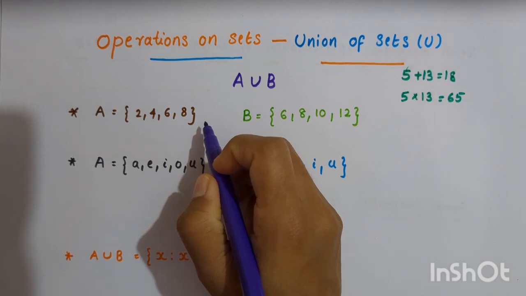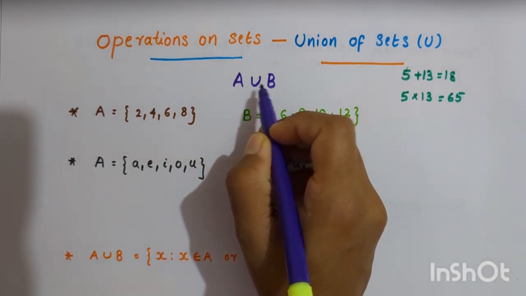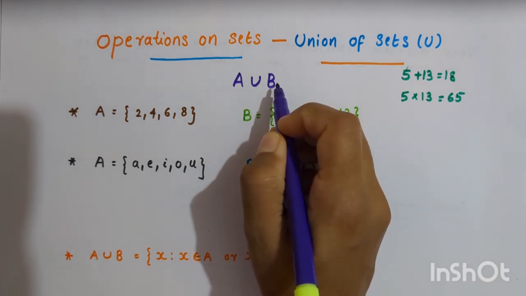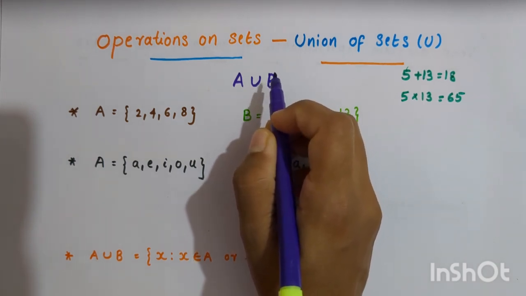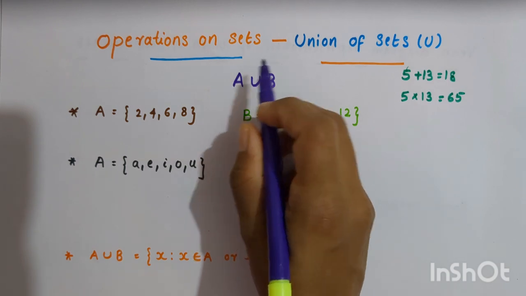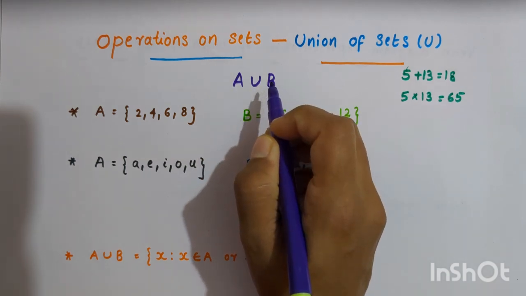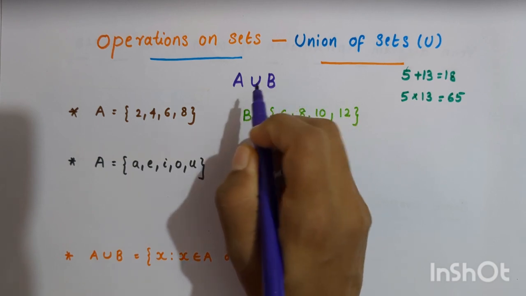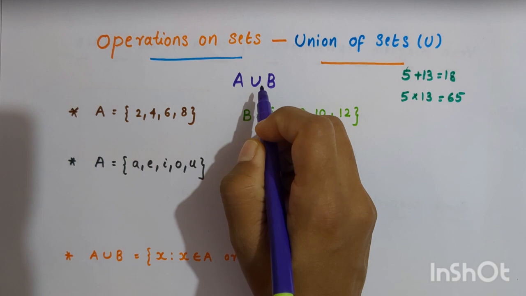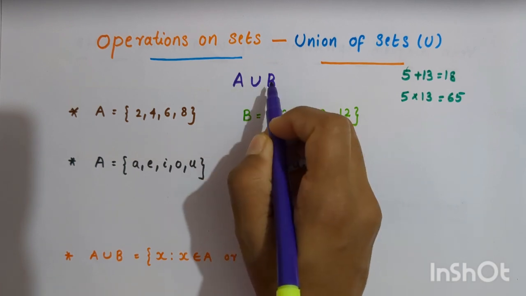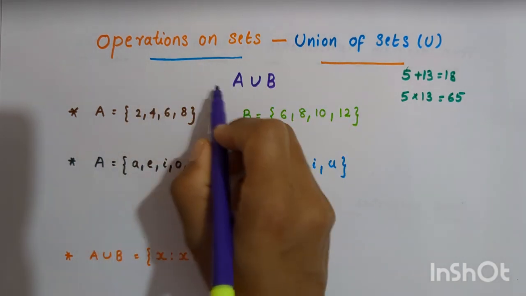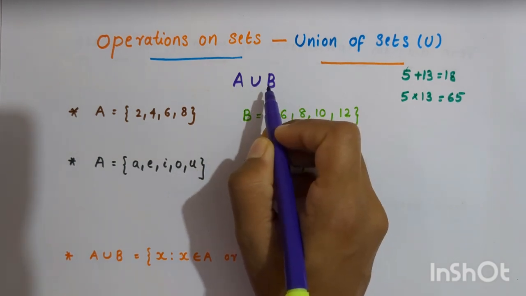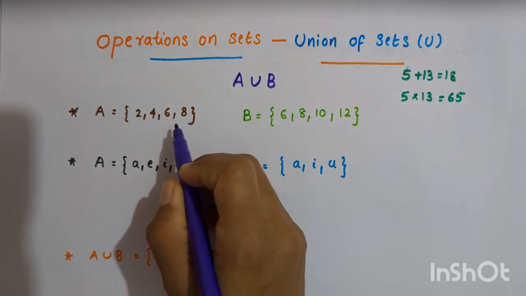See, the union of sets A and B. That is, we are considering two sets, one is A, another one is B. The union of sets A and B is a set which consists of all the elements of A and all the elements of B, but the common elements are taken only once. They are not repeated. The union of two sets A and B is written like this, A union B. This symbol denotes union.